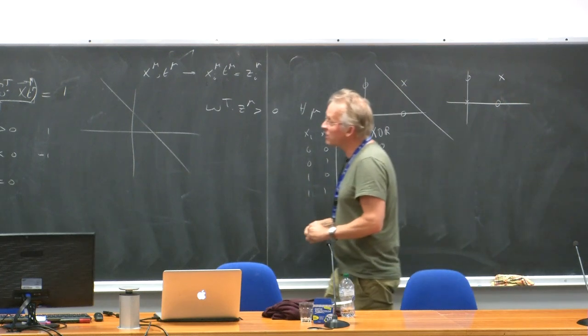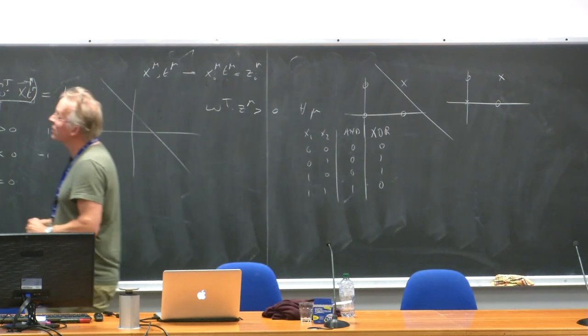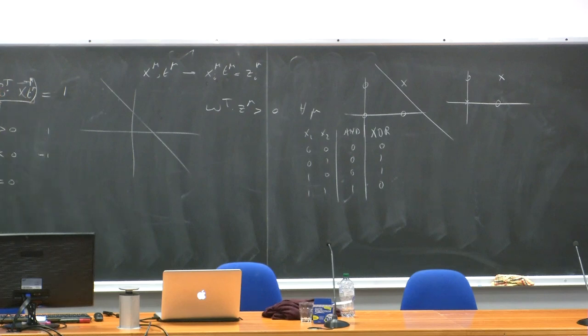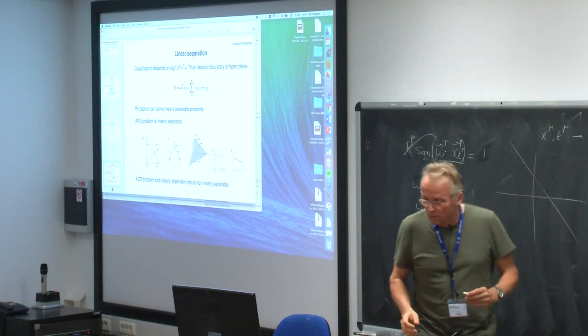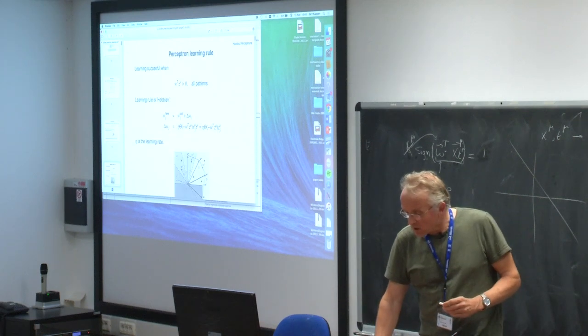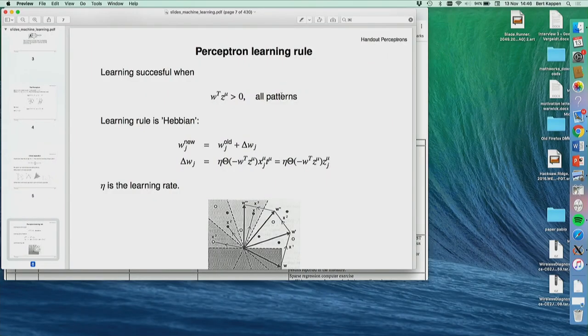So these are examples of linearly separable and not linearly separable problems. And so the perceptron can only solve linearly separable problems. The perceptron learning rule is a very, very simple learning rule that just cycles through all the examples that you have.